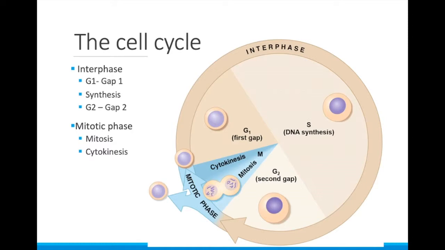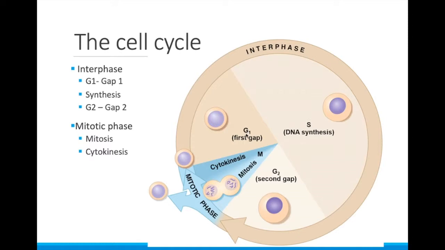All right, the cell cycle is basically the life cycle of a cell. We're going to start right here with a brand new cell that just went through division. This cell is going to go through a long process called interphase before it actually divides, and then a short divisive process called the mitotic phase. Interphase is broken down into 3 parts: G1, S, and G2.